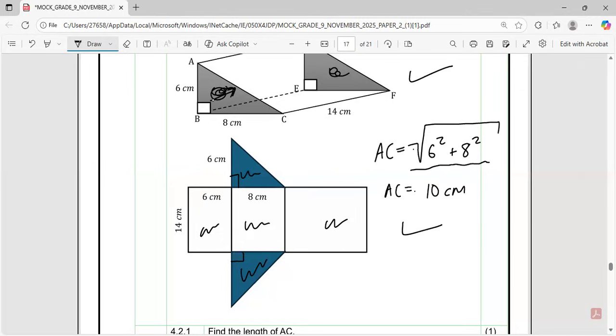Instead of us writing it down like AC squared is equal to AB squared plus BC squared, which will in turn make our calculation quite long, we just do it like that.